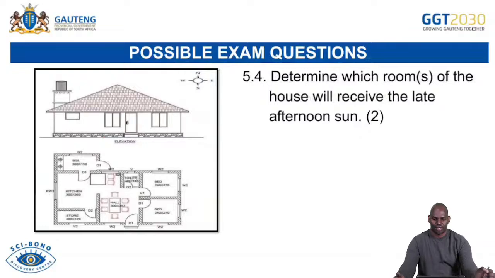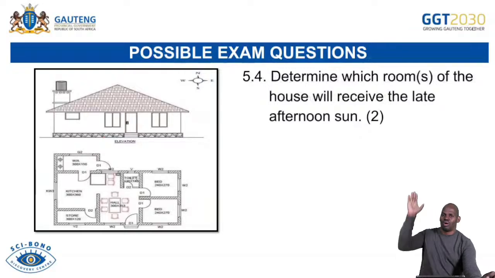Then the next one is: determine which room or rooms of the house will receive the late afternoon sun. Now, that question again, okay? If you know about the movement of the sun, okay? So which room will receive the late afternoon sun?